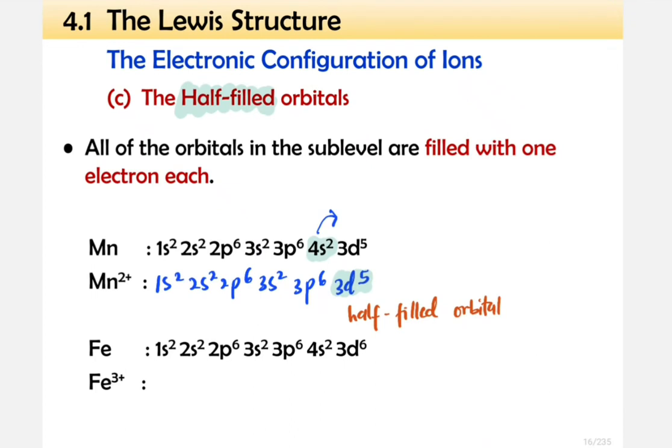Okay, jadi Mn kenapa 2+ is the most stable ion? Because it will achieve half fill orbital stability. Alright, so same goes to the ferrum.